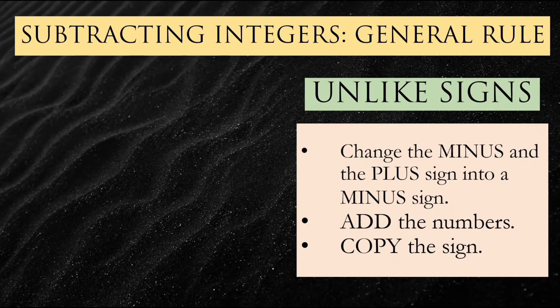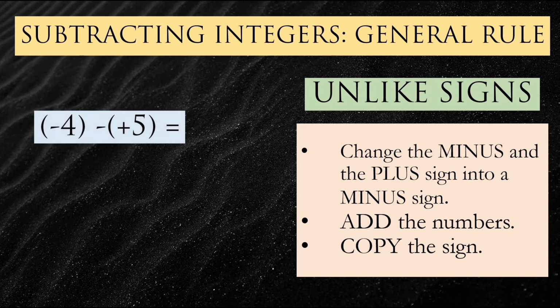Okay, so let's go to subtracting integers with unlike or dissimilar signs. So we've got the following steps. Change the minus and the plus sign into a minus sign. That means negative combined with positive is negative. Okay? And then add the numbers and copy the sign, just like what we've done in addition.